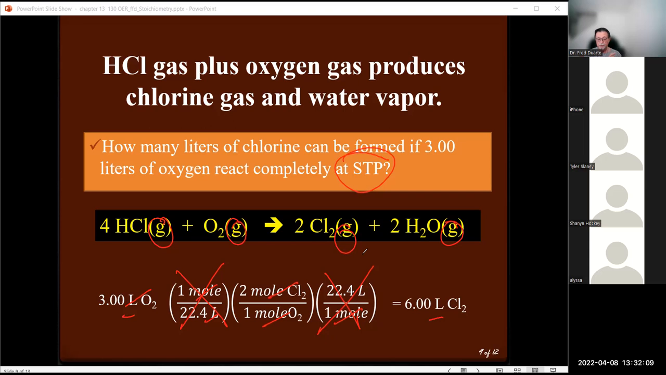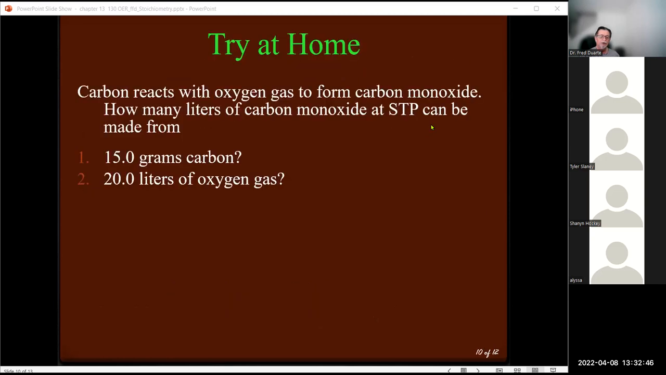Therefore, you can simply use the stoichiometric relationship in the reaction between what you're given and what you're trying to find volume-wise. But if you don't see it, stick with the 22.4 until you become comfortable. I just want to make you aware of that. Sometimes in these calculations, there are shortcuts, but you have to be aware of why you can make those shortcuts and why it's a legitimate shortcut. Try these at home.